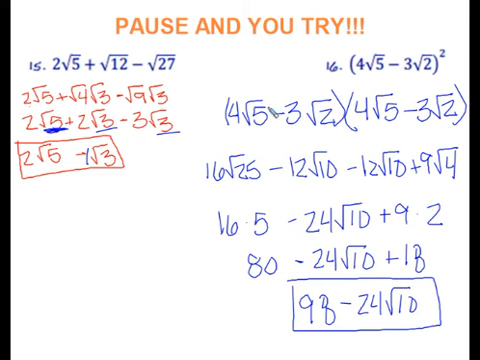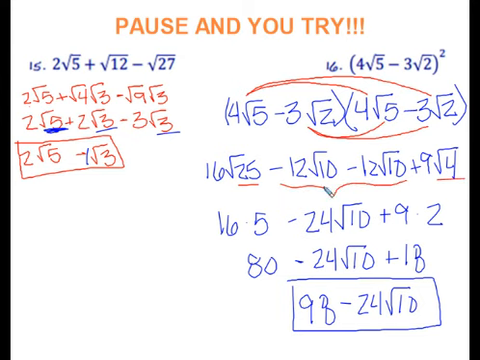Alright, let's check out the second one. We had to do some multiplication, some distribution. My little swooshes, I get 16 square roots of 25. My second one, I get negative 12 square roots of 10. My insides, I get negative 12 square roots of 10, and then positive 9 square roots of 4. Square root of 25 can simplify to 5. Square root of 4 can simplify to 2.